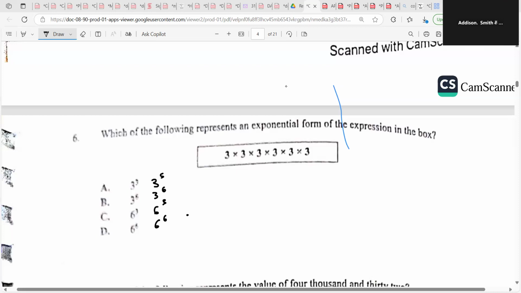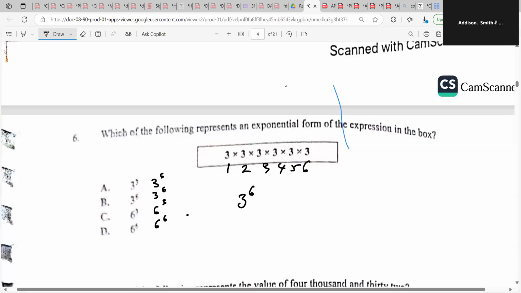Okay, so it says, which of the following represents an exponential form of the expression in the box? So it says 3 times 3 times 3 times 3 times 3 times 3. So if you were to count all of the threes, there are 6 threes there, the answer would be 3 and then the little 6 beside it because there's 6 threes. Oh, 3 raised to the 6 power, right?